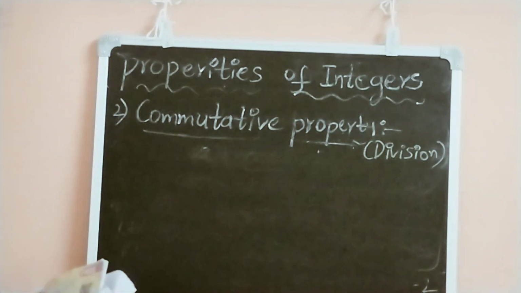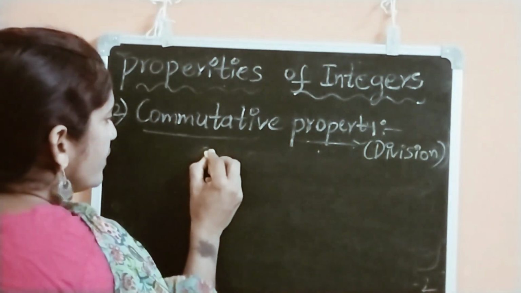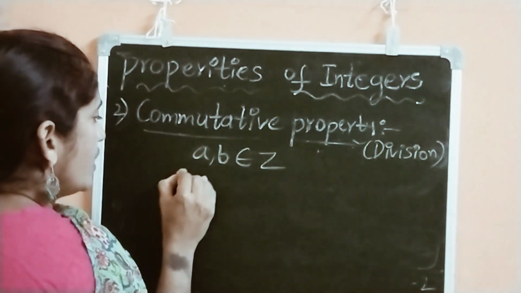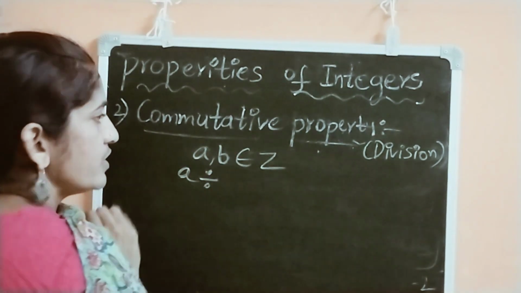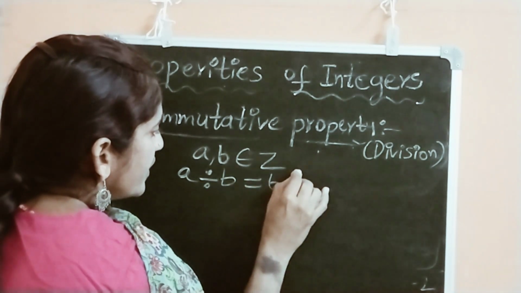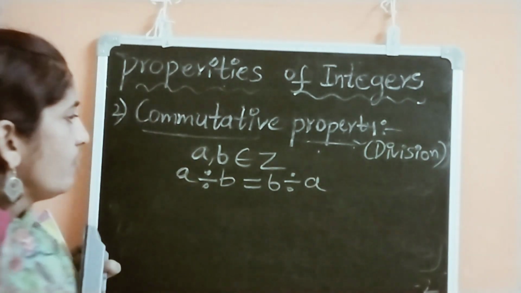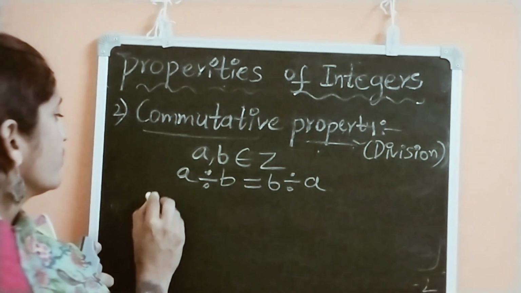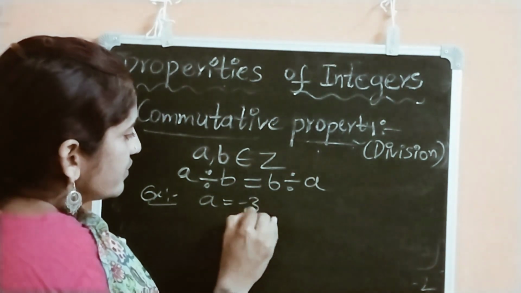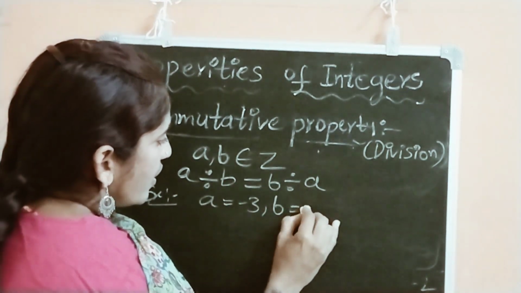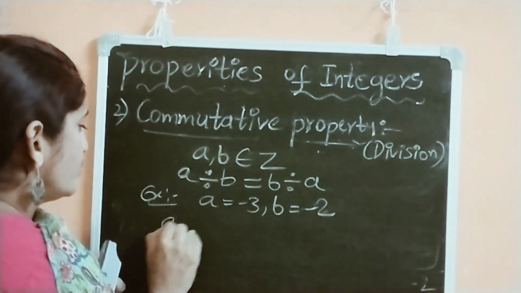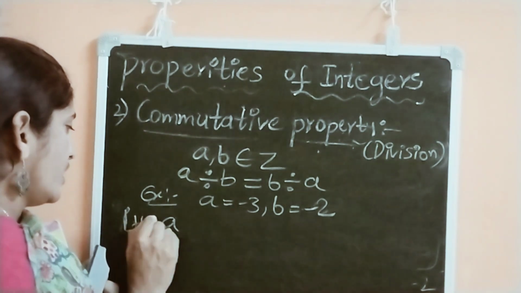In division also we are going to check a division b equal to b division a. If a comma b belongs to Z, or a comma b are integers, we are going to check a division b equal to b division a. That is, if an integer system satisfies this equation, we can generalize. Okay, by taking an example, I am going to check. If we take a is equal to -3, b is equal to -2, you can take any number, or 0.